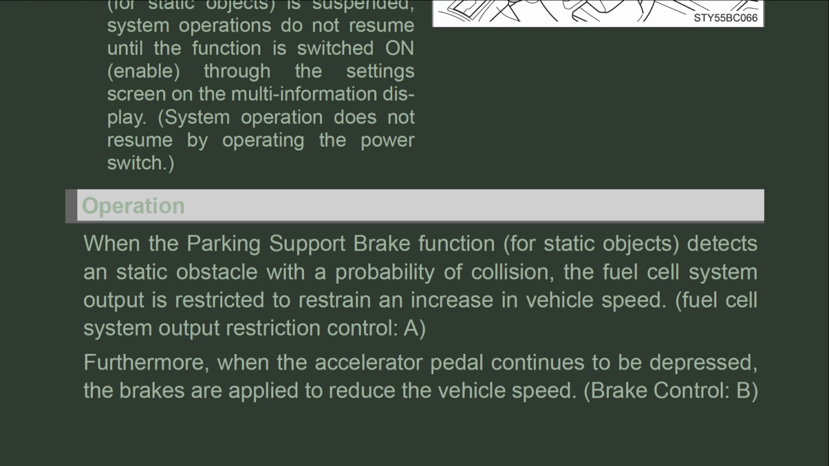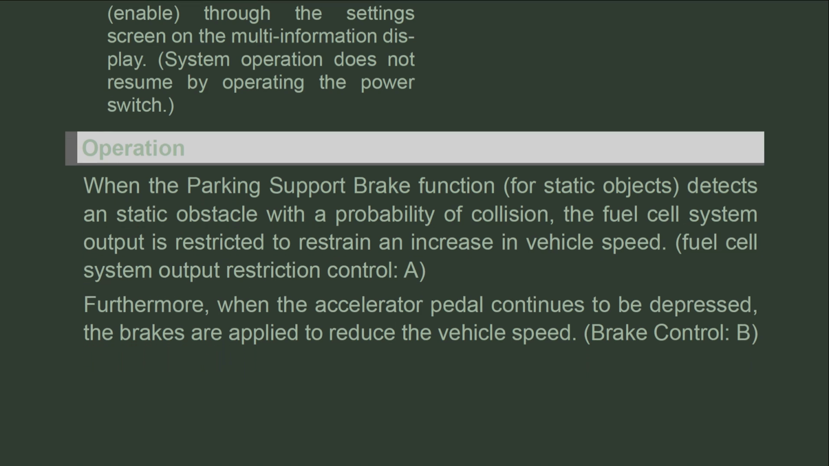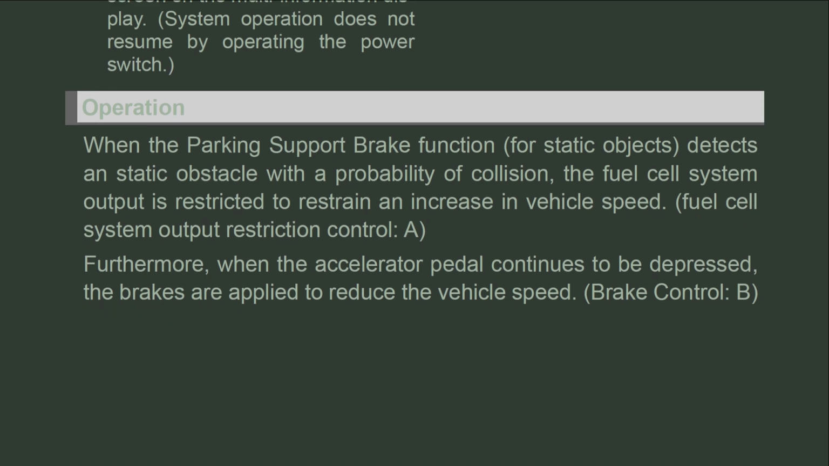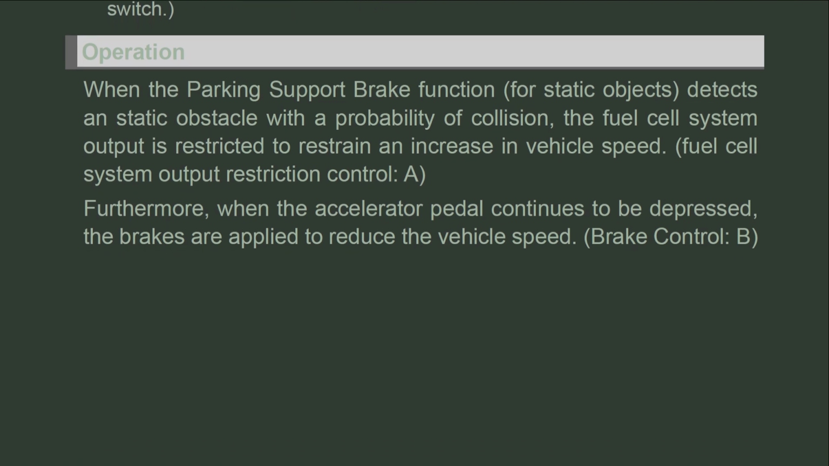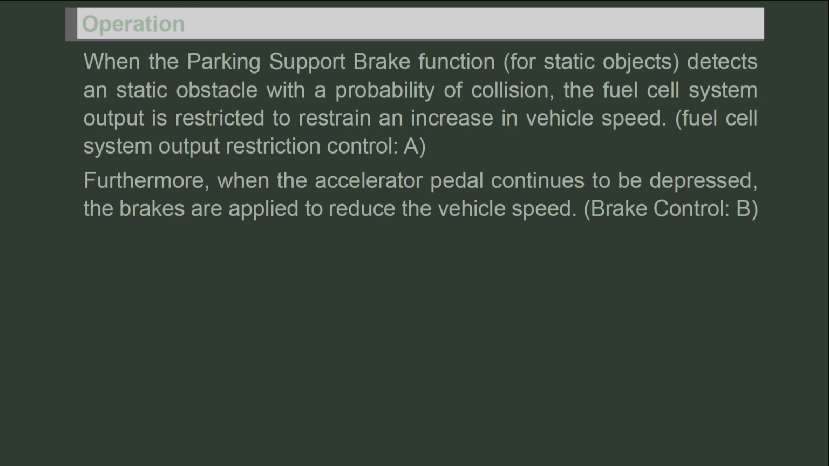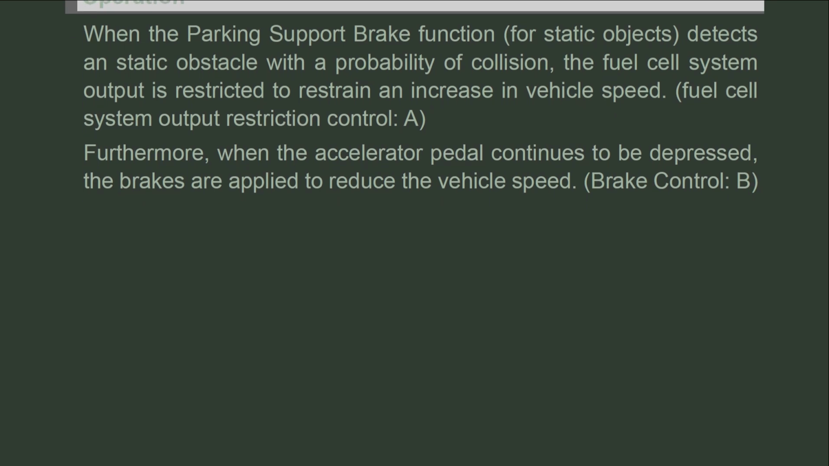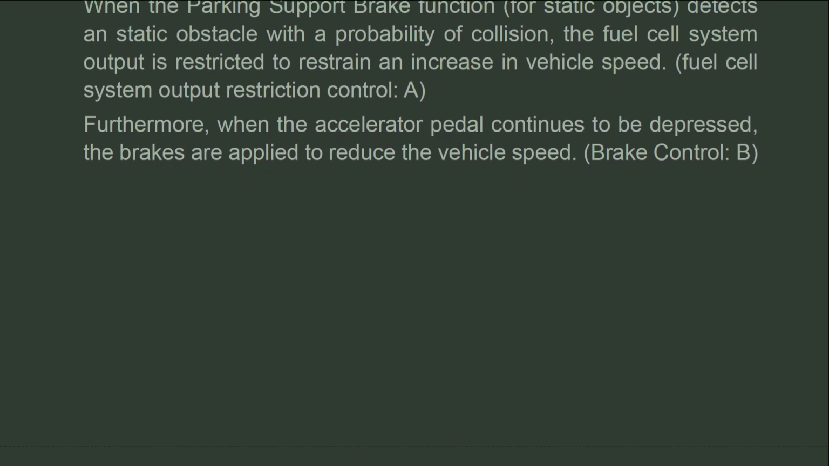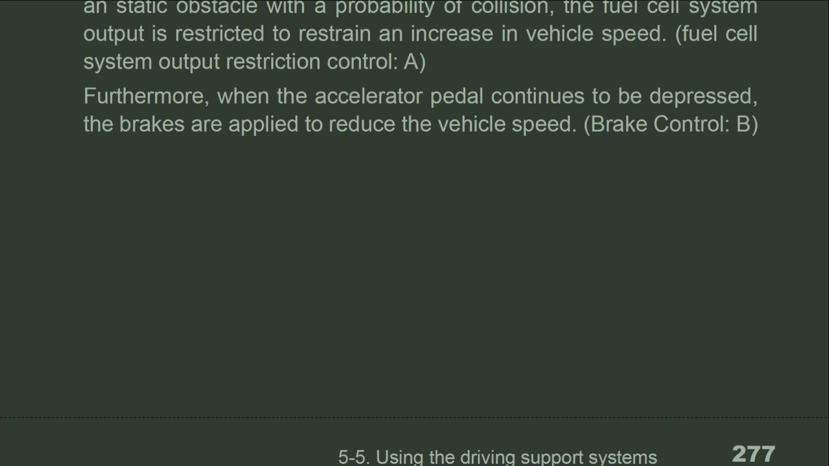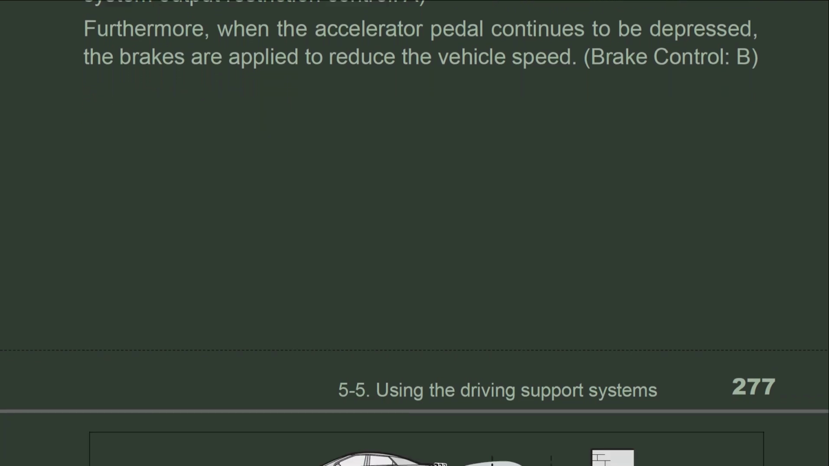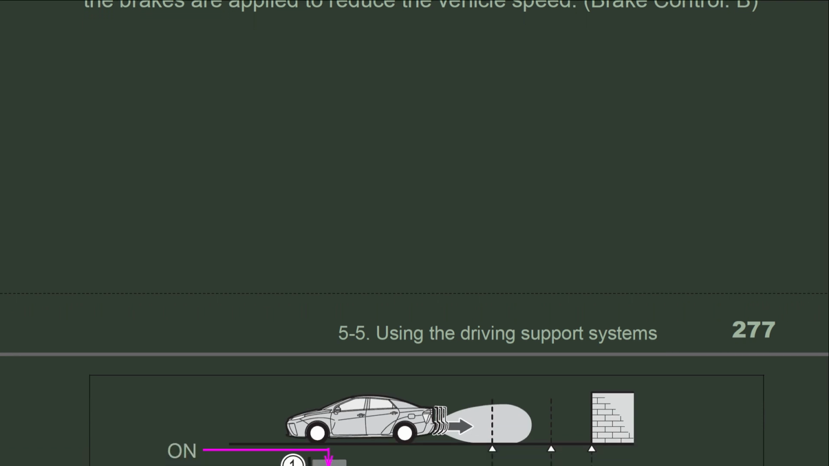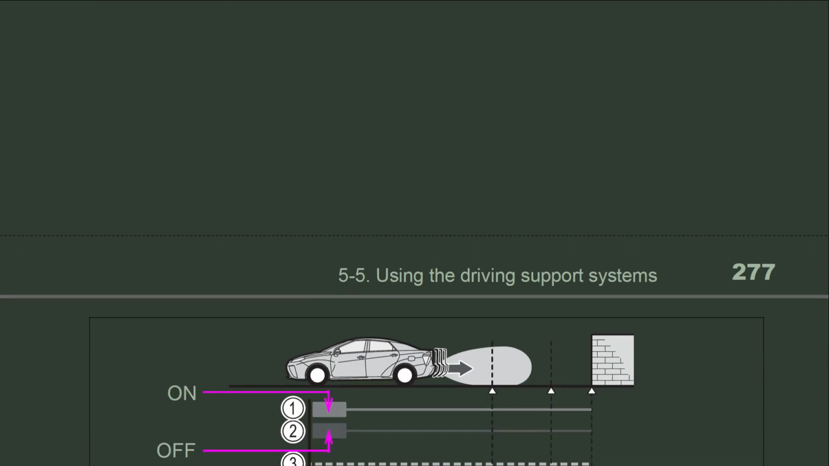When the parking support brake function for static objects detects a static obstacle with a probability of collision, the fuel cell system output is restricted to restrain an increase in vehicle speed. Fuel cell system output restriction control, A. Furthermore, when the accelerator pedal continues to be depressed, the brakes are applied to reduce the vehicle speed. Brake control, B.